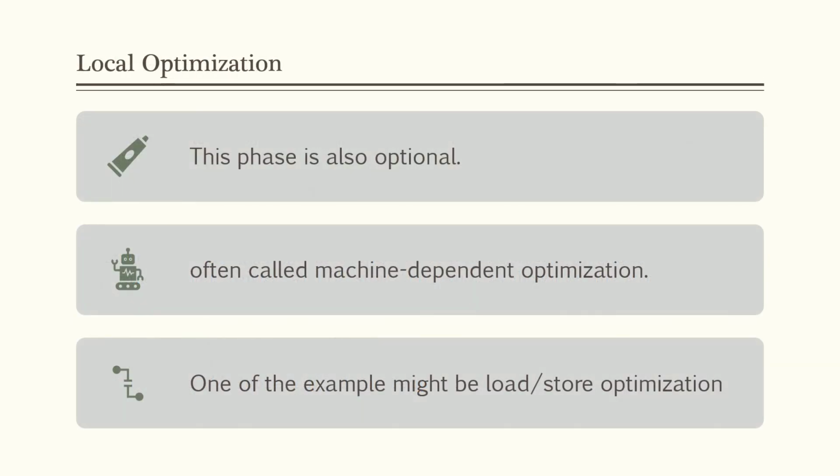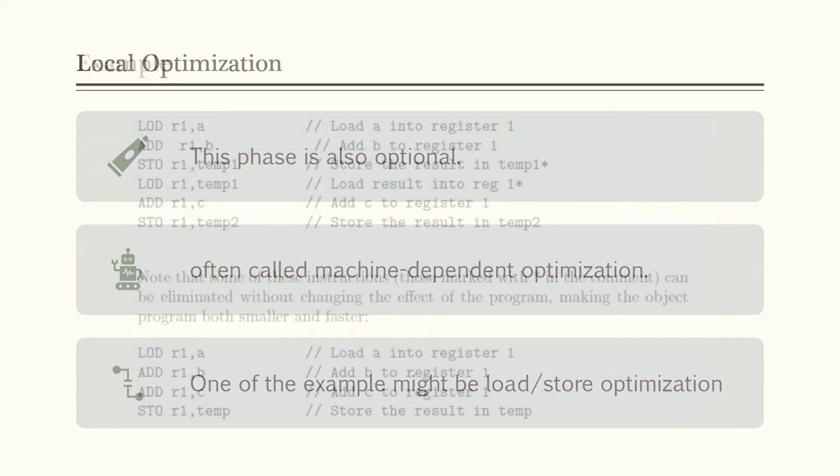Okay, so this is the last phase. It's local optimization. This phase is also optional. It's also to increase the efficiency of your codes. It is often called machine-dependent optimization, so it depends on the machines. One of the examples might be load or store optimization. So let's see examples of load and store optimizations.